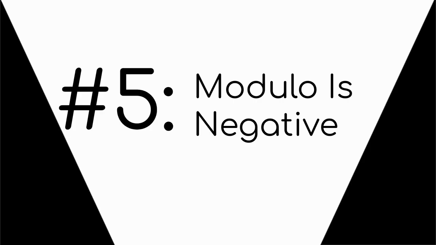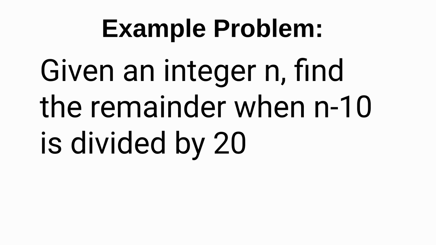The final strategy we'll be looking at is probably one of the trickiest, and it is when your modulo is negative. What that means is sometimes when you're trying to find a remainder, the remainder you get is negative. And most of the time we want positive remainders. So the problem we'll be looking at is, given an integer n, find the remainder when n minus 10 is divided by 20. And for those of you familiar with modulus arithmetic, that translates to find n mod 20 minus 10 mod 20. And we'll be looking at what that means through code.